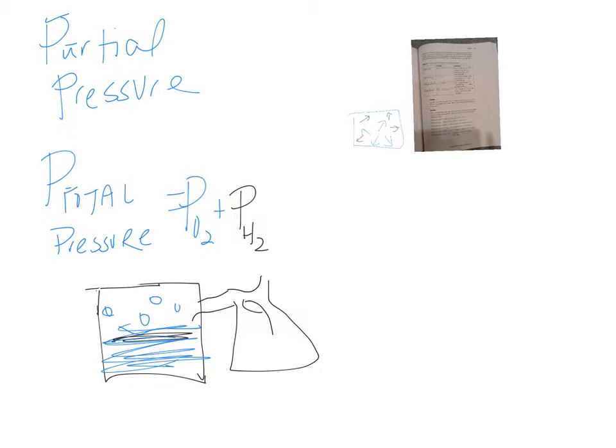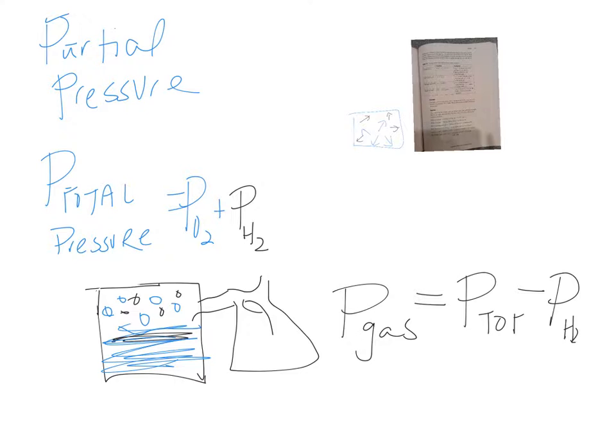So you have to subtract the pressure created from the water from the total pressure, if you want to just know the pressure of your gas. That's called collecting gas over water. The pressure of your gas in your experiment would be equal to the total pressure minus the pressure of the water, because you don't want to count the contribution of these water molecules. So that's often how we use partial pressures.